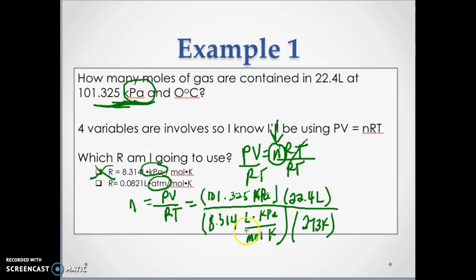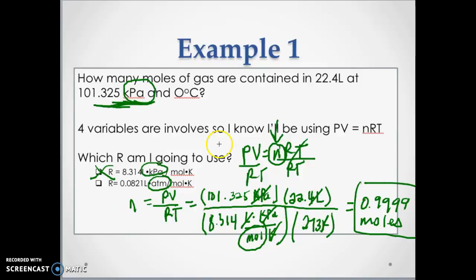Okay, and if you look at the units for the constant, the kilopascals cancel, the liters cancel. So make sure it's in liters because if the constant has liters in it, that means our volume must be in liters. Moles, which is what we want, is not going to cancel, and the Kelvin does cancel. So what we're left with is moles. When you multiply this and divide by this and then divide by that, you get 0.9999 moles. Okay, so that's your equation.